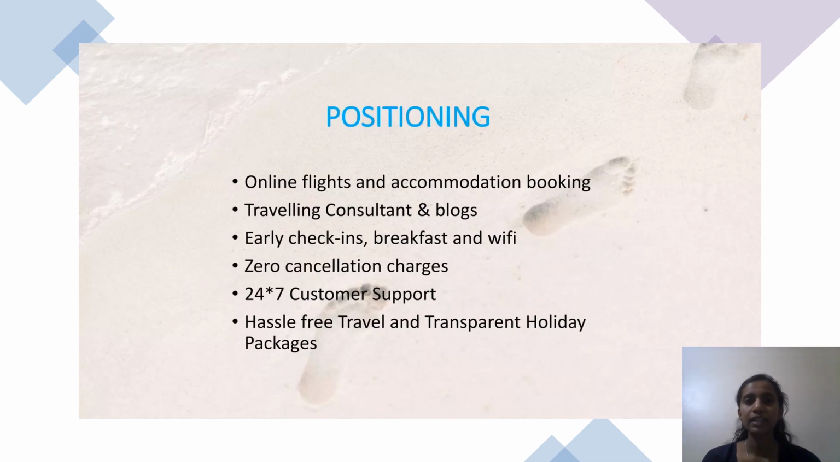Then coming to the P, that is positioning in STP. Coming to the positioning, there are online flights and accommodation booking, travel consultants and blogs, early check-ins, breakfast and Wi-Fi, zero cancellation charges, 24/7 customer support, hassle-free travel and transparent holiday packages. These are the main positioning criteria used in STP. Like 24/7 customer support, all of these are very important to the customers who travel daily.